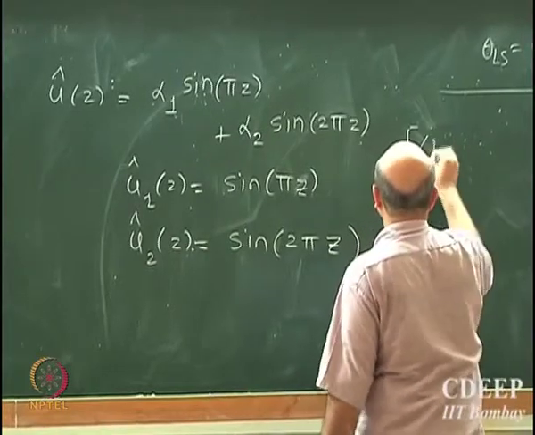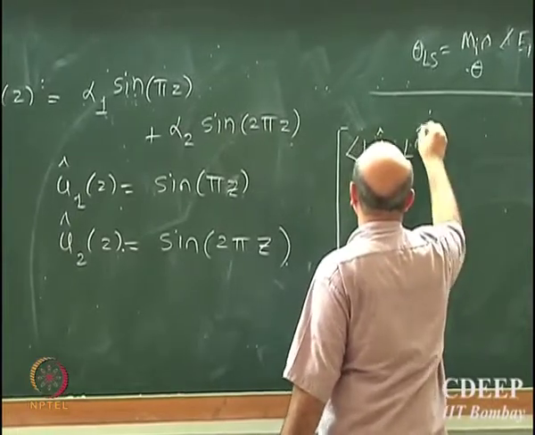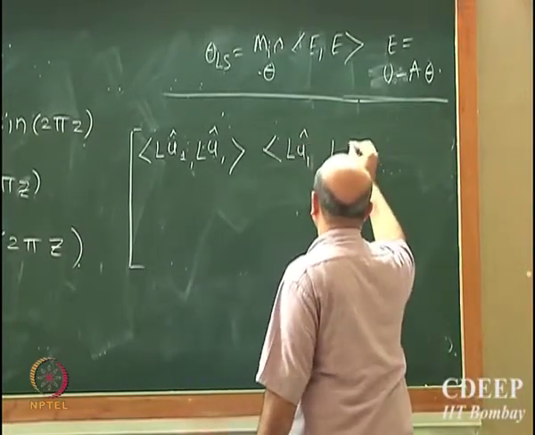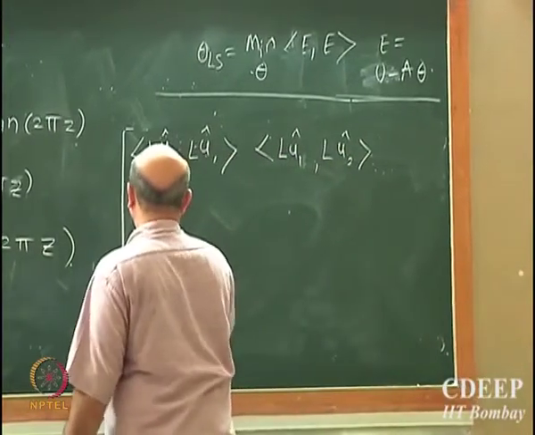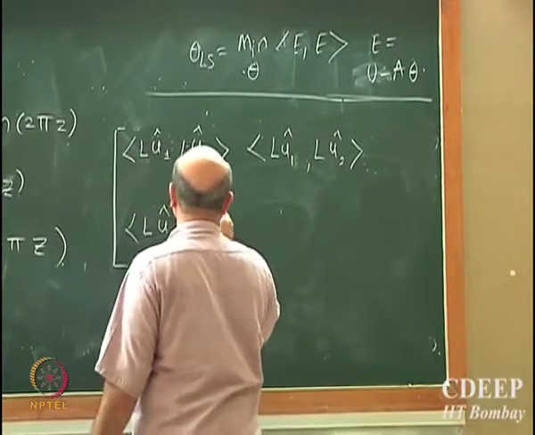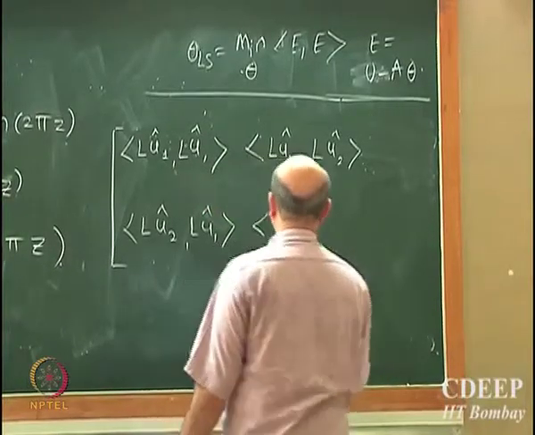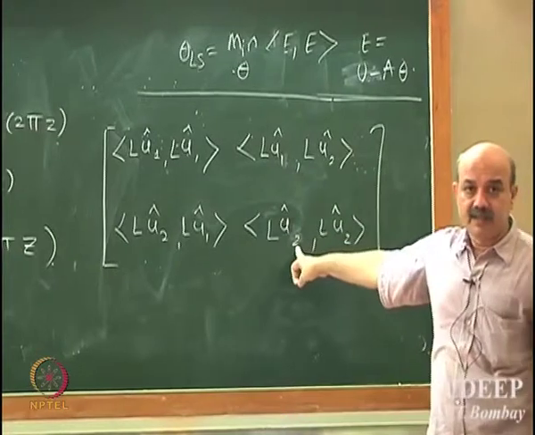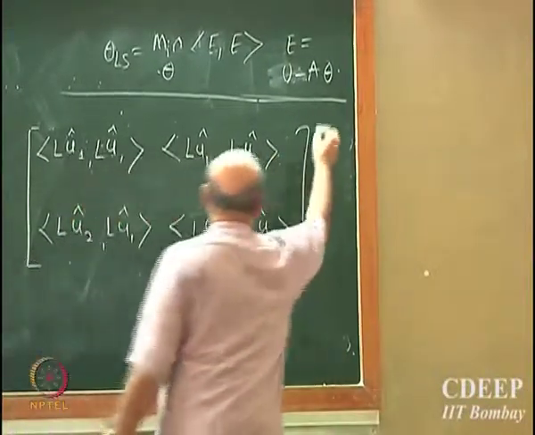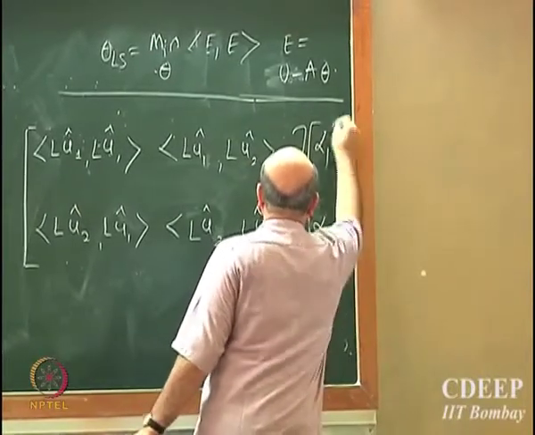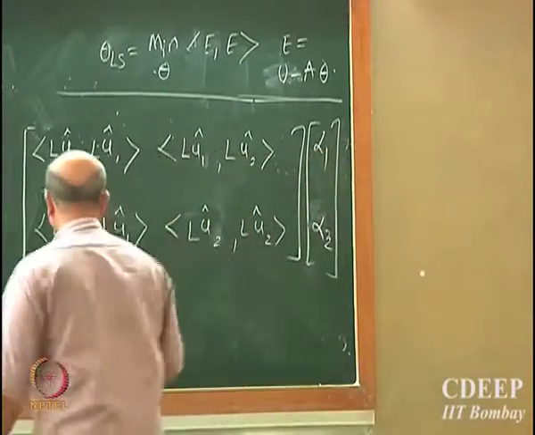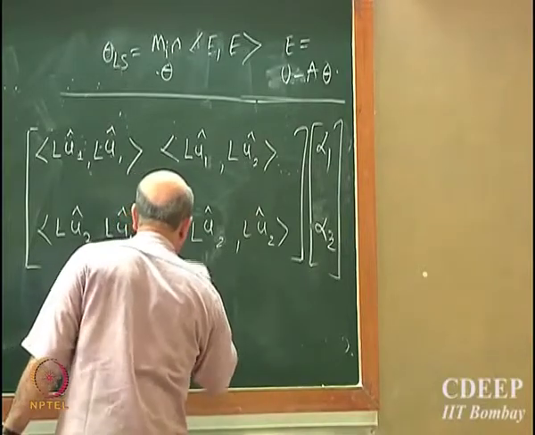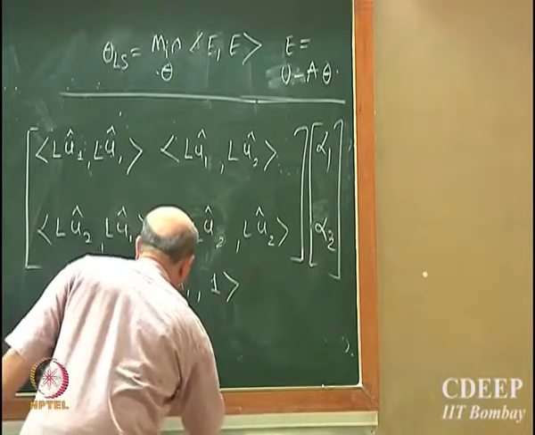So this is the inner product of L operating on u1 cap with L operating on u1 cap, the inner product of L operating on u1 cap with L operating on u2 cap, the inner product of L operating on u2 cap with L operating on u1 cap, and the inner product of L operating on u2 cap with L operating on u2 cap. This matrix times alpha 1, alpha 2 will be equal to, to get alpha 1, alpha 2, what should this be equal to? The inner product of L u1 cap with 1, the inner product of L u2 cap with 1, right?